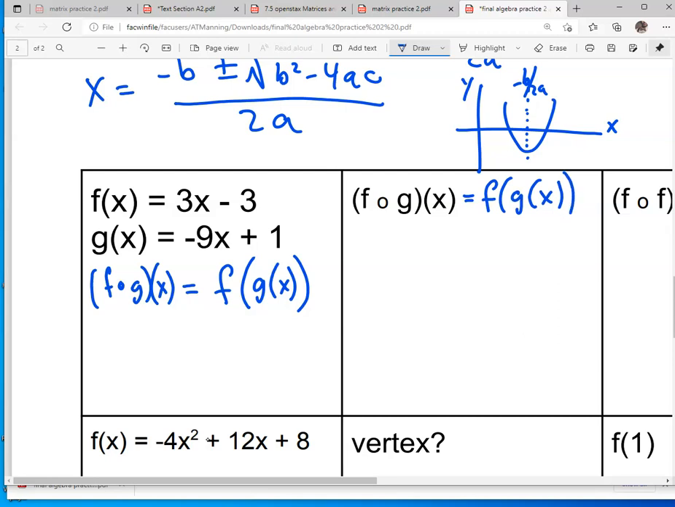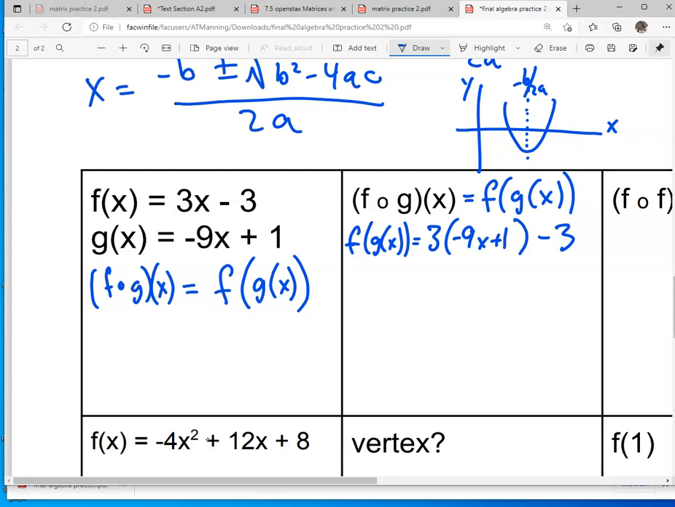Well, I'm going to write it out this way. f of x equals 3 times its input minus 3. So f of g of x is equal to 3 times its input minus 3. And its input is g of x, negative 9x plus 1. That's the way I think of composite functions.